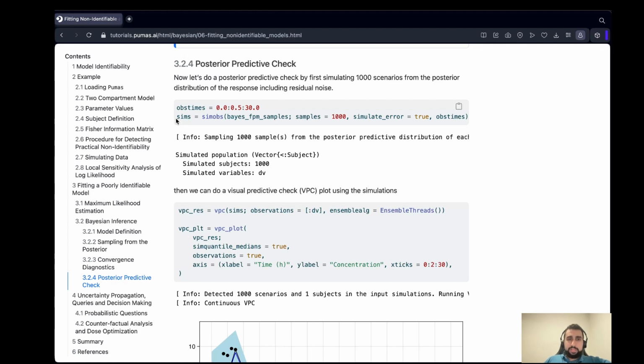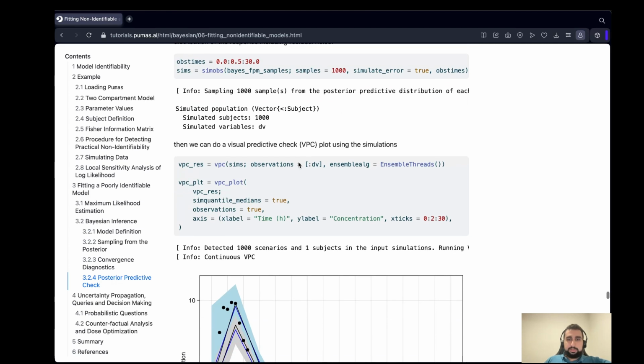So once we simulate like this, we can actually do a VPC, a visual predictive check. So what is a visual predictive check? I'm sure everyone here is familiar, but the idea is to compare the distribution of your data to the distribution of some synthetic or simulated data. And in this case, we have the simulated data coming from the posterior. We pick samples from the posterior, use them to simulate responses, and then we have 1,000 subjects as a result of this.